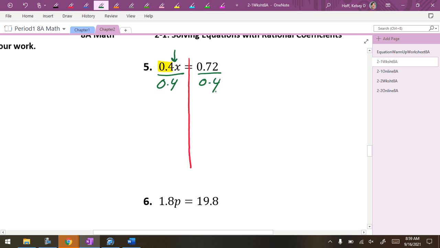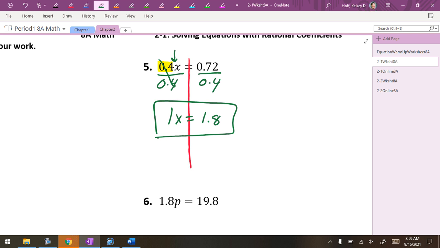You're going to love these ones. They're so easy. The decimal ones are so easy. 0.72 divided by 0.4. 1.8. Anybody else get 1.8? Done. When it's the decimal ones, they're so easy.